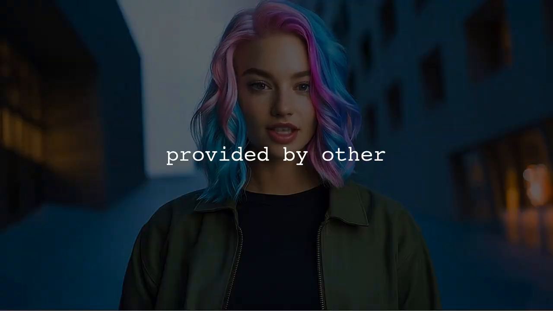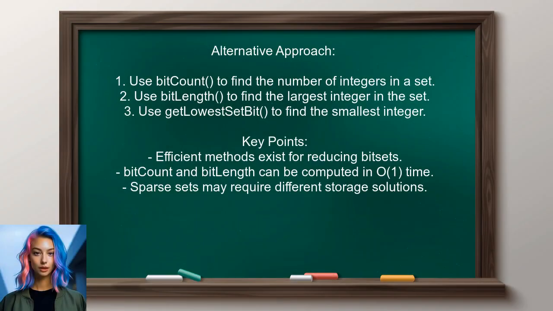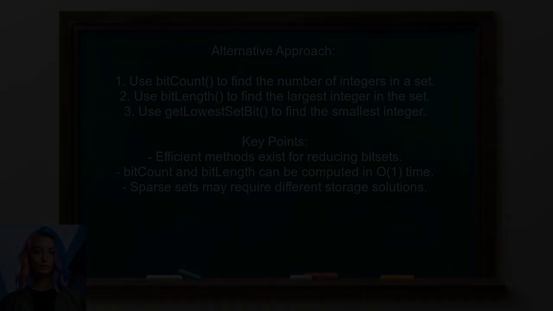Now let's look at the answers provided by other users. Another user provides an alternative perspective on using bitCount and bitLength. They explain that bitCount is useful for finding the number of integers in a set, while bitLength helps identify the largest integer in that set. They also mention the importance of getLowestSetBit for finding the smallest integer.